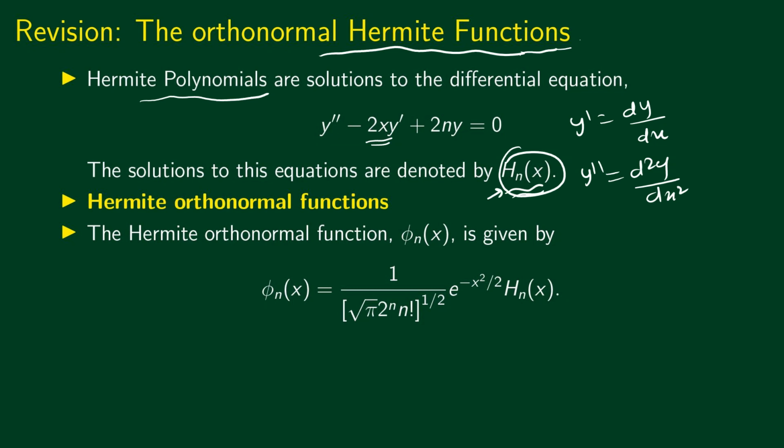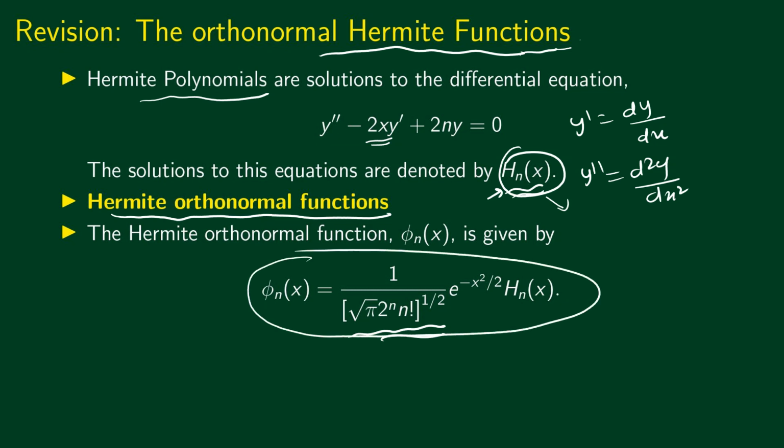Now, using the Hermite polynomials, we can also define the Hermite orthonormal functions. So you have seen that we can define phi n of x, the Hermite orthonormal functions, with a normalization factor and then e raised to minus x square by 2 times hn of x. The hn of x themselves do not form orthonormal functions, but we can construct orthonormal functions out of them. These orthonormal functions we will call phi n of x. Phi n of x is equal to 1 divided by square root of pi times 2 raised to n factorial, the whole raised to 1 by 2, and e raised to minus x square by 2 multiplied by hn of x.